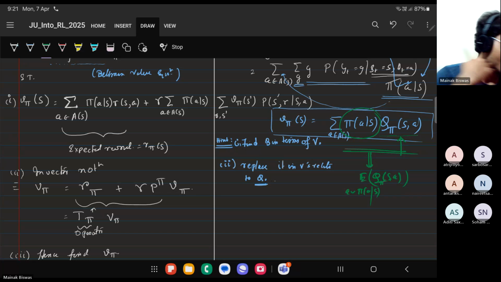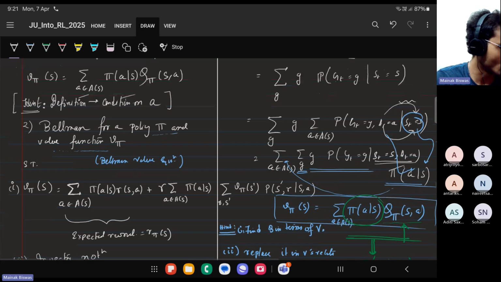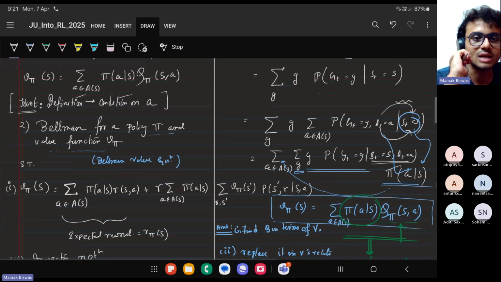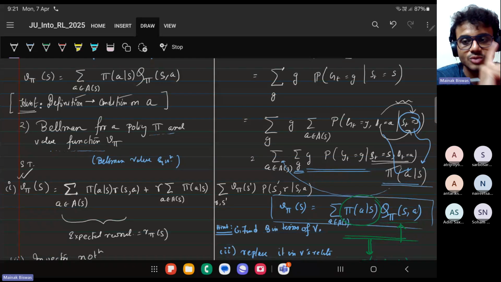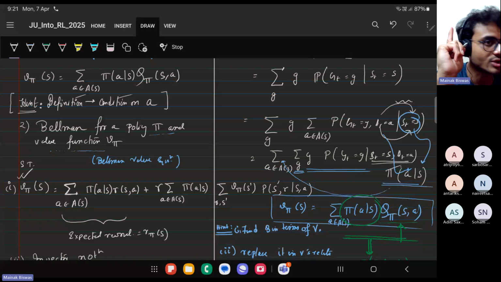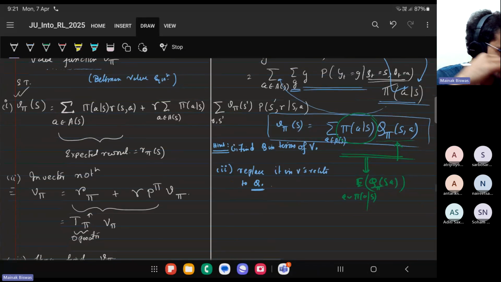Okay. So now let's come to the most important equation in all of reinforcement learning, the Bellman equation. We want to prove this equation. We want to find a recursion of V pi. This is the first Bellman equation. We'll do only one Bellman equation today, and we'll see how to generalize it further.